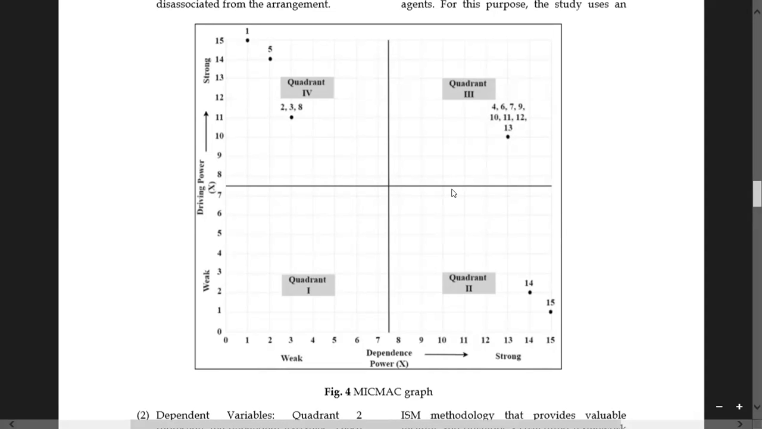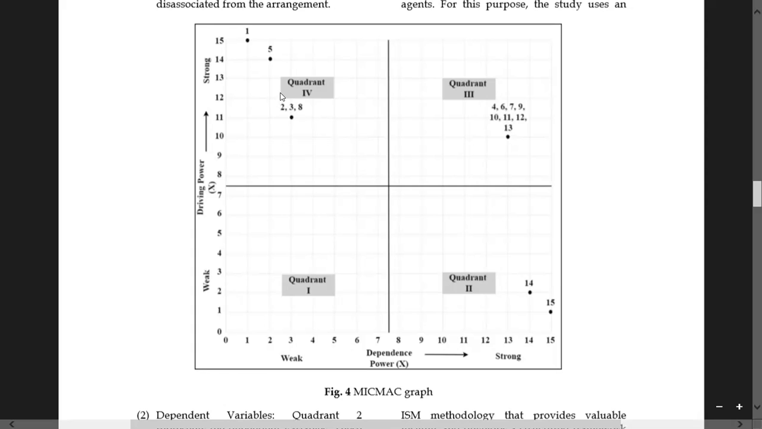So always focus on those which have high driving power. They will automatically lead to it. What is quadrant 1? Quadrant 1 is neither dependent on anything nor does it influence anything. That is called an autonomous variable. If any variable comes here, ignore it. That has nothing to do. That's not in the pipeline. So if any variable comes here, forget about it.